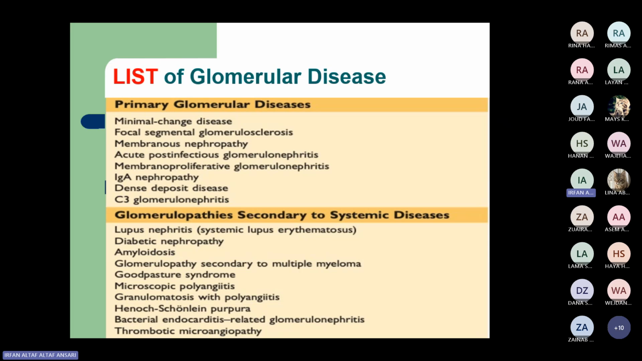While the glomerulopathies that are secondary to systemic diseases include SLE, diabetic nephropathy, amyloidosis, multiple myeloma, Goodpasture syndrome, microscopic polyangiitis. So these are the big list for the secondary and the big list for the primary. But you might get asked which of the following is not a cause of primary glomerular disease, or which one of the following is the most common cause of secondary glomerulopathy. So you must remember at least the first few, 1, 2, 3, 4, 5 options in both charts.